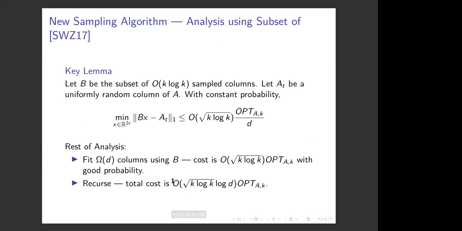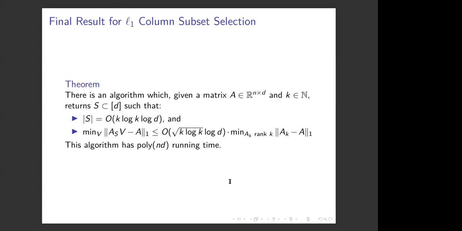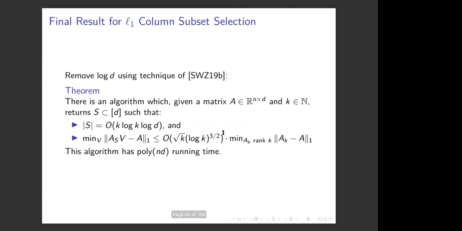So that's the basic analysis. The overall cost is square root k log k times log d times the optimum. So this algorithm is definitely polynomial running time. And finally, if you want to get rid of this log d approximation factor, then you can use a technique that was used in this previous work to replace that log d with log k. This is just a more refined version of the analysis which I gave.